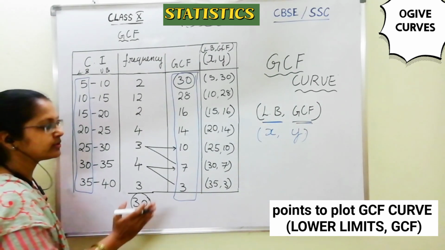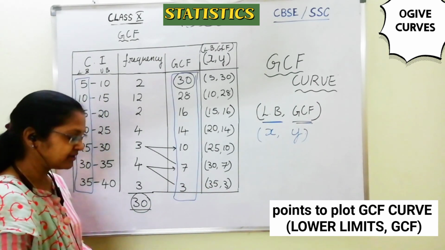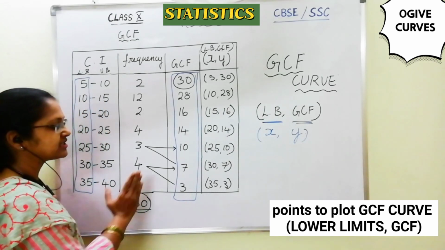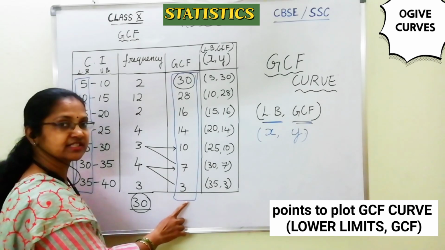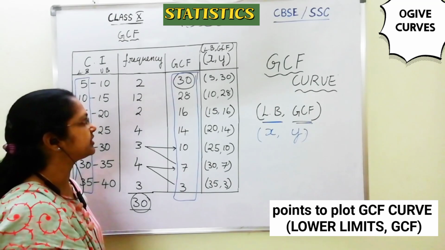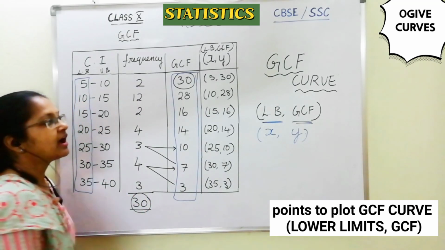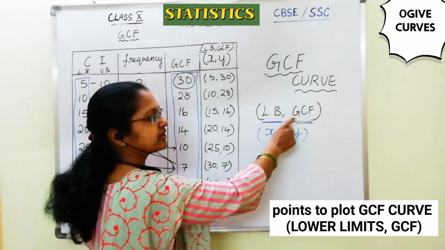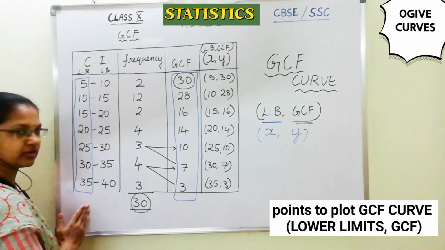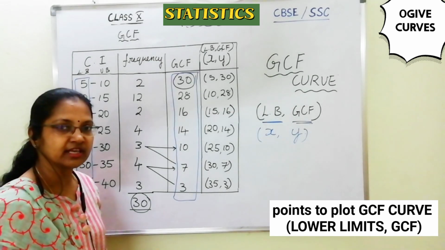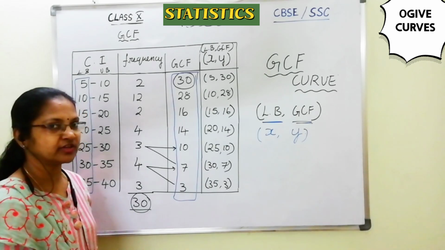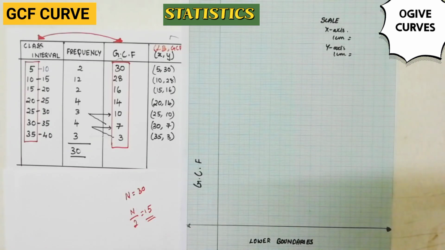This is how we are going to write the ordered pairs. We don't have any big task in writing the ordered pairs. It's very easy. For GCF we calculate from the end of the frequencies. For LCF we calculate it from the top of the frequencies. This is a major difference, and the ordered pairs are lower boundaries, GCF. Just remember that for the greater than curve we will be taking lower boundaries. For the less than curve we will be taking upper boundaries. Let us plot these points in the graph sheet and observe the shape of the graph. Now let's plot the graph for GCF.